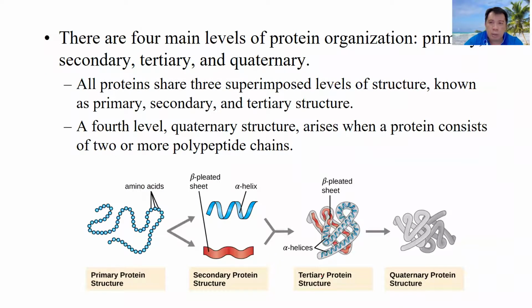As you know, there are 4 main levels of protein organization, as I just mentioned. All proteins share the 3 superimposed levels of structure, known as primary, secondary, and tertiary structure. That means all proteins have a tertiary structure. A 4th level, quaternary structure, arises when the protein consists of 2 or more polypeptide chains.